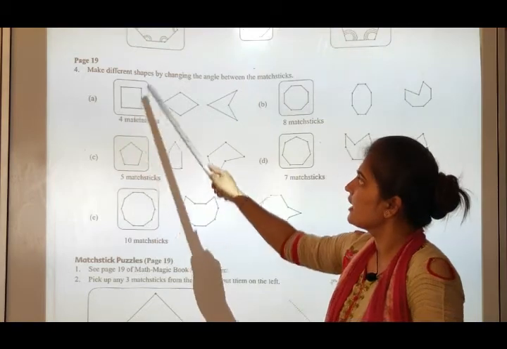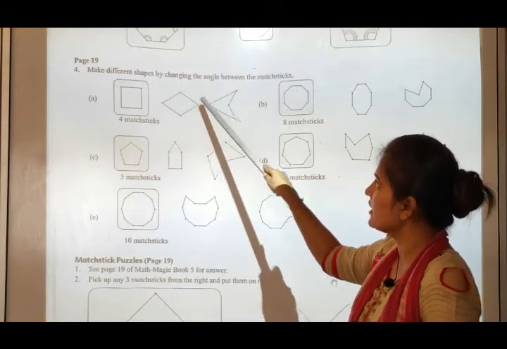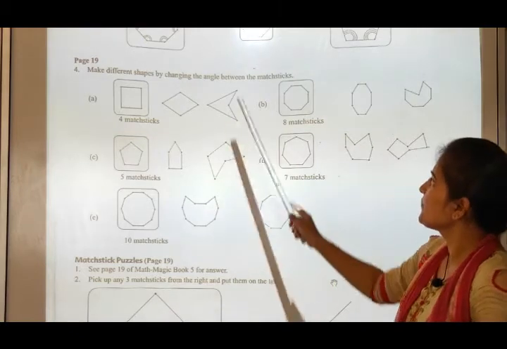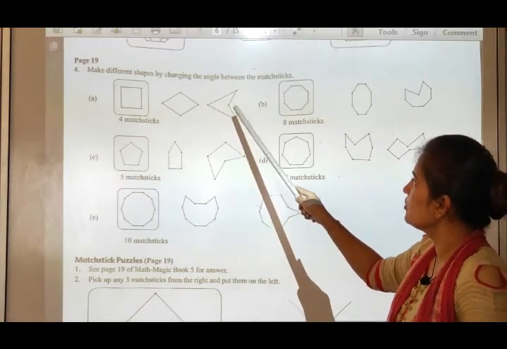Here you can see, 4 sides are there. So we can draw another shape this way, which also has 4 sides. Another shape: 1, 2, 3, 4.